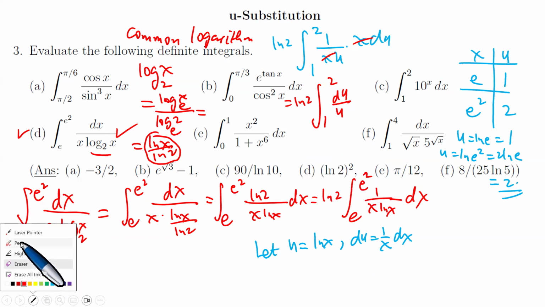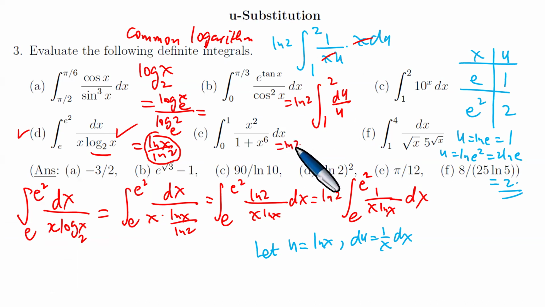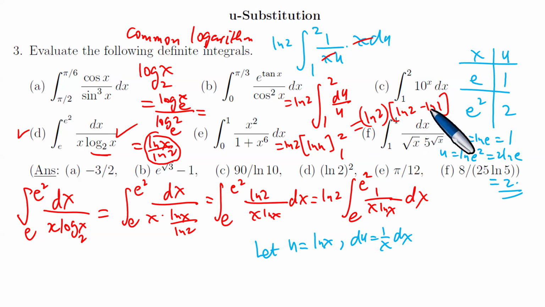So that in the end, we have 1 over ln 2 times ln u from 1 to 2. What is this? This is the same as ln 2 minus ln 1. Ln 1 is 0. Then we have ln 2 over ln 2, which gives the answer. The ln of 2, all squared.